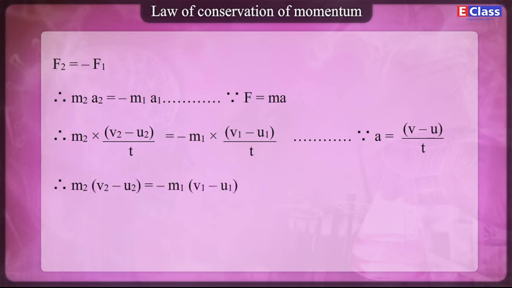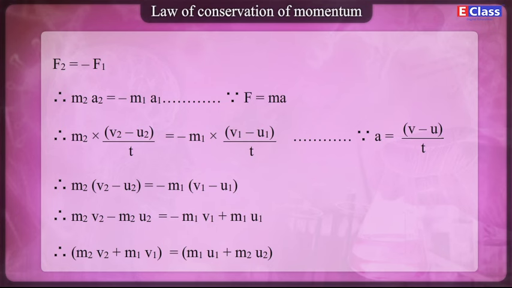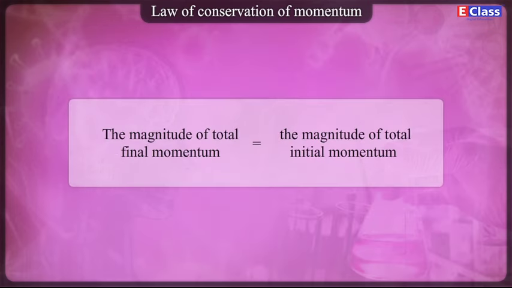Therefore, m2 (v2 minus u2) is equal to minus m1 (v1 minus u1). Therefore, m2 v2 minus m2 u2 is equal to minus m1 v1 plus m1 u1. Therefore, m2 v2 plus m1 v1 is equal to m1 u1 plus m2 u2. The magnitude of total final momentum is equal to the magnitude of total initial momentum.